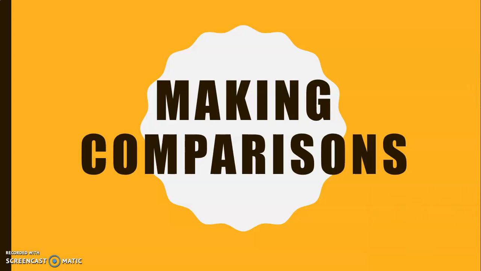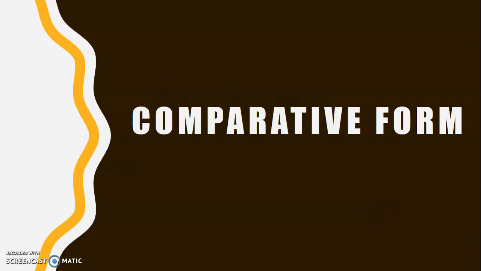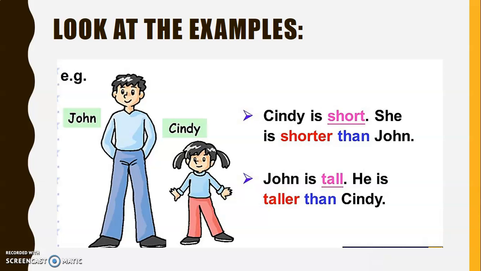Hello! Today we learn how to make comparisons. Let's start with the comparative form. Look at these examples. We have John and Cindy. Cindy is short. She is shorter than John. John is tall. He is taller than Cindy.